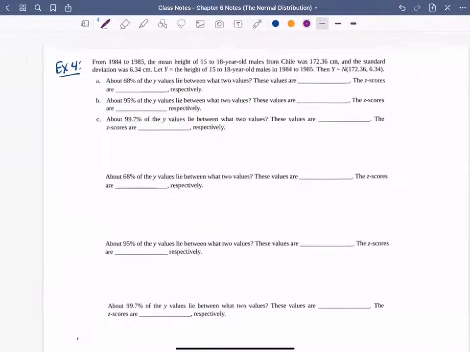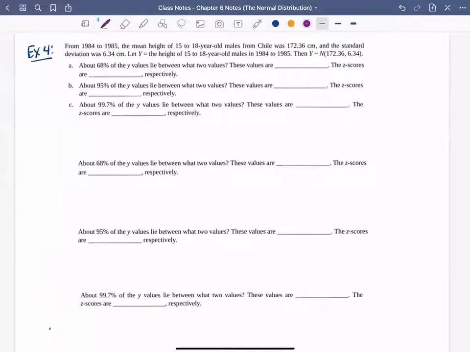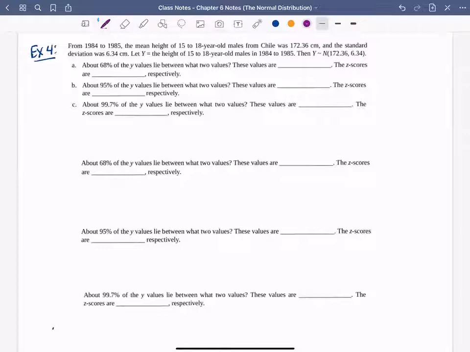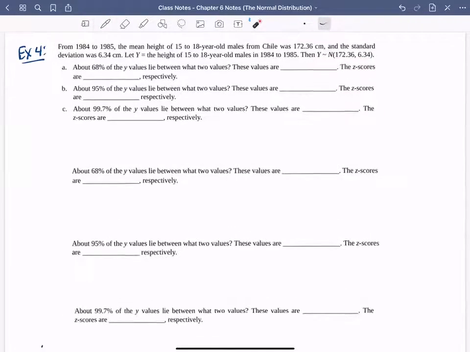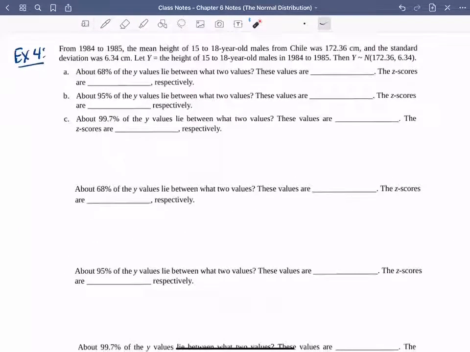Okay, moving on to this next example here. So you go pause it here, write this, and then I'll come back. Okay, so you might have noticed, well, hey, did we just do this problem? We didn't do the problem, but what we're going to do is talk about if we were to continue this problem and extend it. All right, so still using the mean height of 15 to 18-year-old males from Chile during 1984 to 1985. Tells you it was normally distributed. And here is the important part right there. I'm going to zoom in a little bit and we'll work our way down.